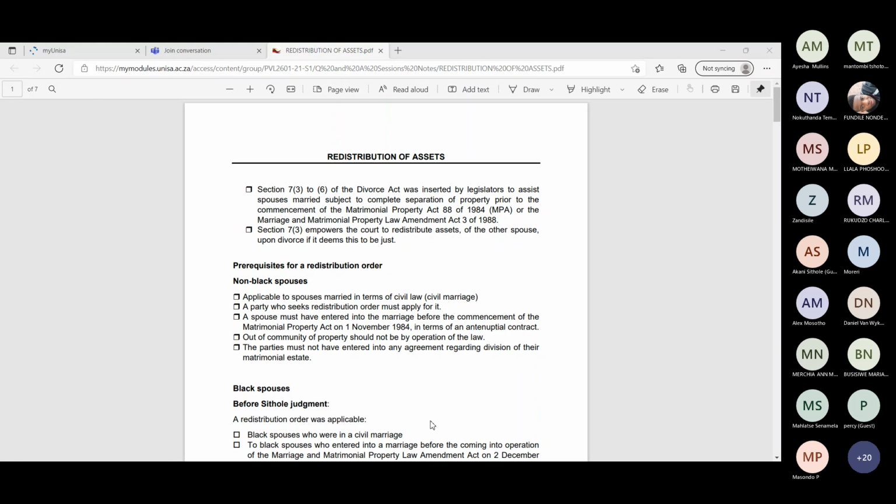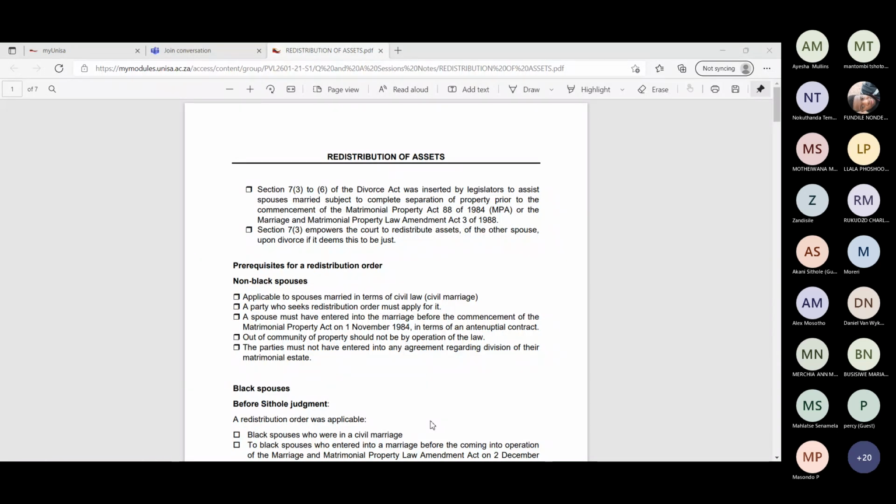I know the ideal is you have to do it before marriage, but I think as people learn, they may realize after being married, now I actually want to be married out of community of property. So the question is, is there a prescribed period after being married that one has to go to the High Court and apply to be married out of community of property?